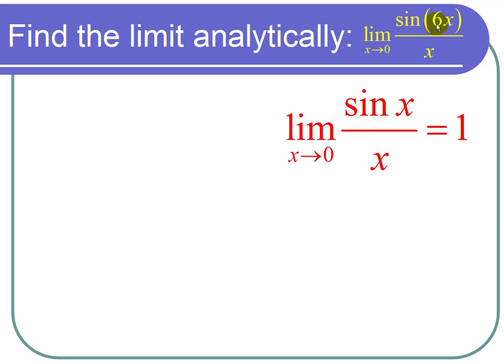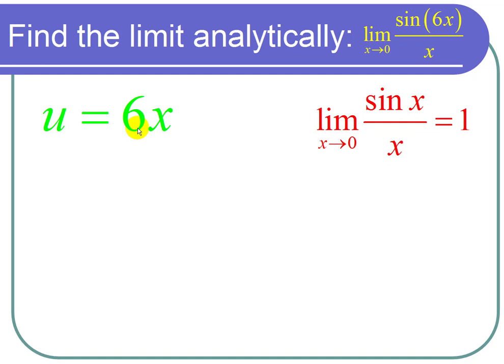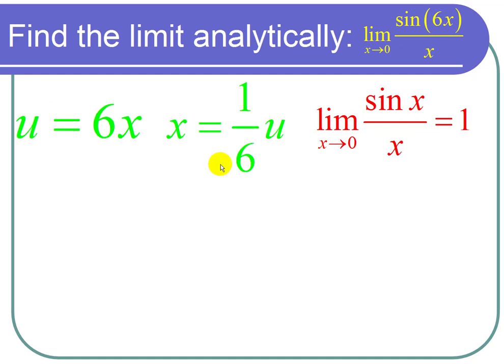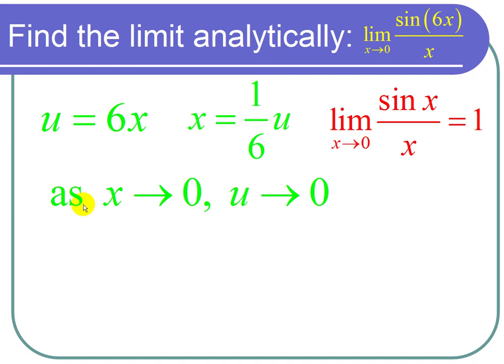I let u equal 6x. And then dividing by 6 on both sides, I get that x is equal to 1/6 u. And notice if x is going to 0, and u is 6 times x, then 6 times 0 is 0. So we can say as x approaches 0, u is also approaching 0.